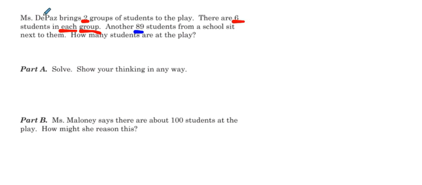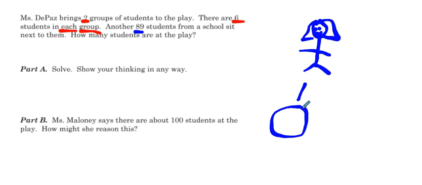Okay. Mr. Pass. I'm going to draw Mr. Pass right here. I'm not a fantastic drawer. I'm going to do my best, right? Okay. This is Mr. Pass. And Mr. Pass went to a play, and she took with her 2 groups of students. So one group of students and another group of students. There are a total of 6 students in each group.